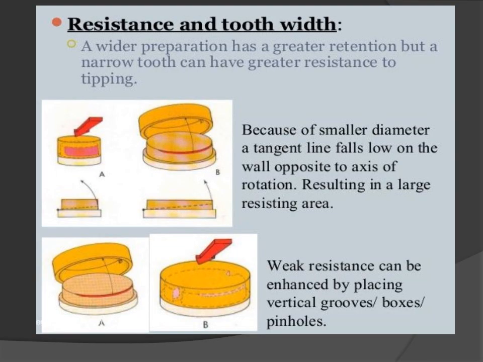As you see in this picture again, the wider preparation in B has a greater retention, but the narrower tooth in A can give greater resistance to tipping. That's why, because of smaller diameter, a tangent line falls low on the wall opposite to the axis of rotation, resulting in a large resistance area.